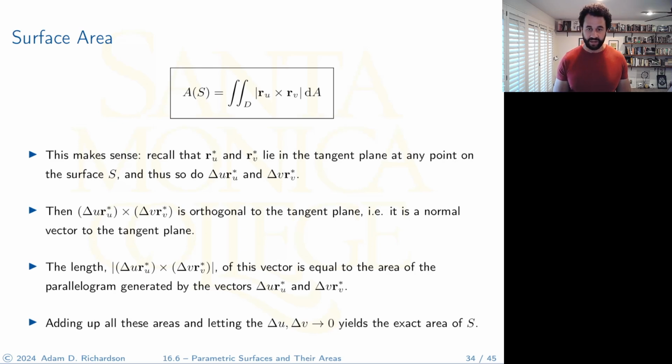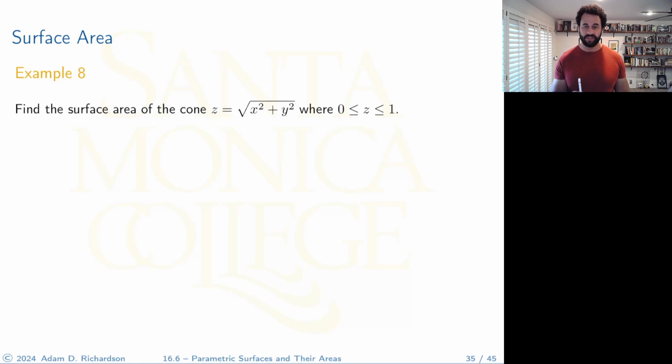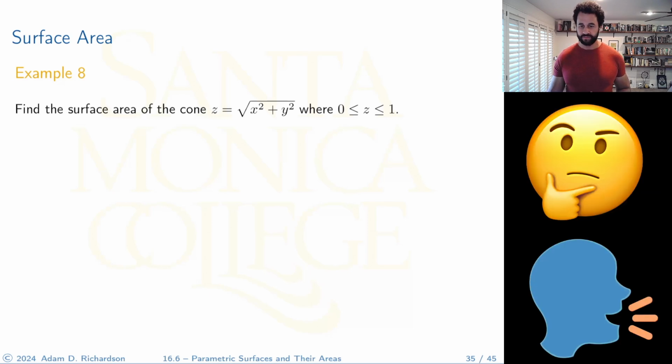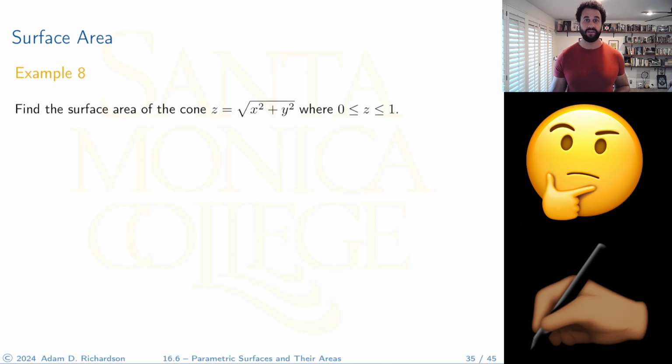Okay. All right, now I want you to try this one. I want you to try to find the surface area of the cone, z equals x squared plus y squared, where z goes between 0 and 1. All right? So think about it for a minute. Try to imagine it in your head, maybe. Say something out loud about what you're going to do first. And then try to calculate it, and we'll compare answers in just a minute here.